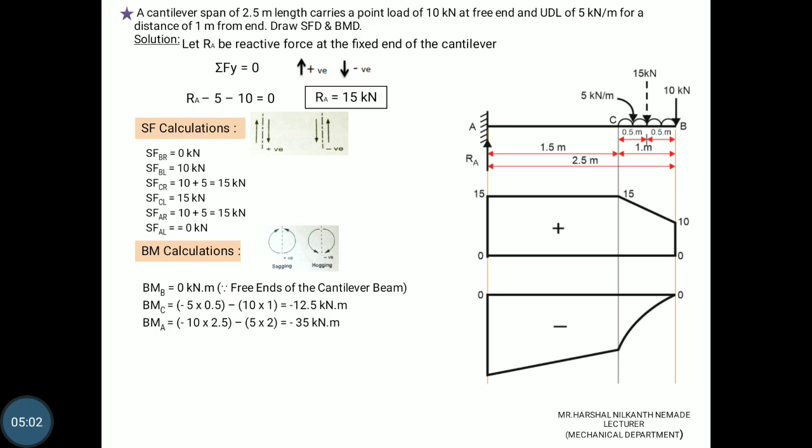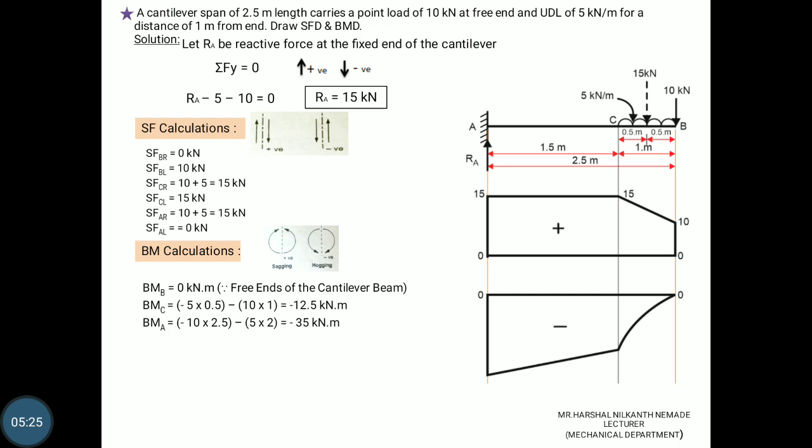So they have said 2.5 meter length carries the point load of 10 kilonewton at the free end. I have marked it, and UDL is there of 5 kilonewton per meter for a distance of 1 meter from the free end. Let Ra be the reactive force at the fixed end of the cantilever.